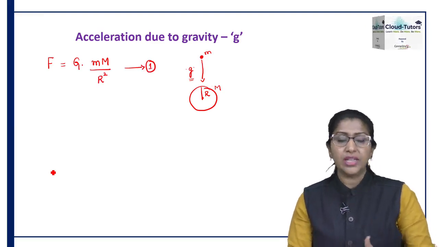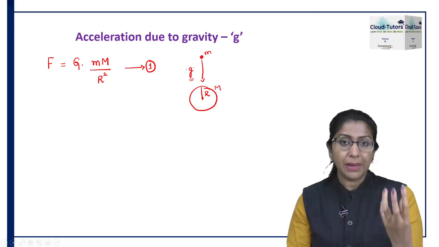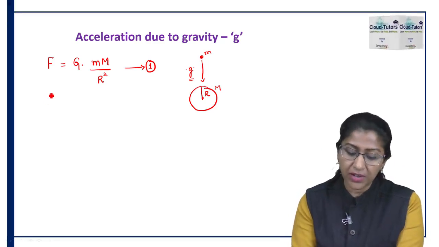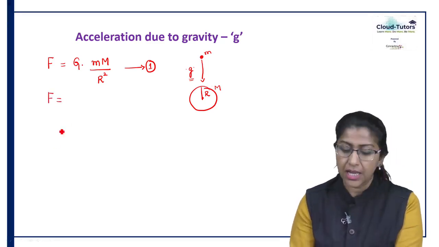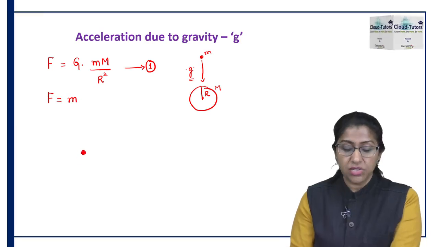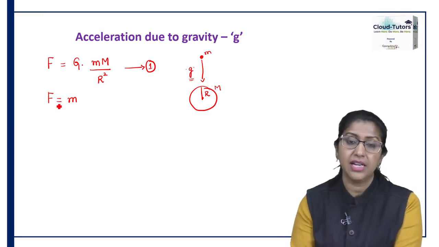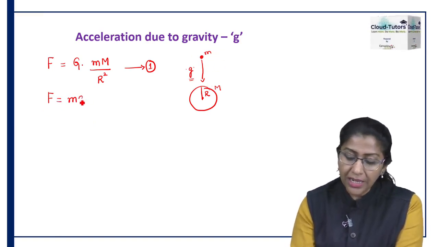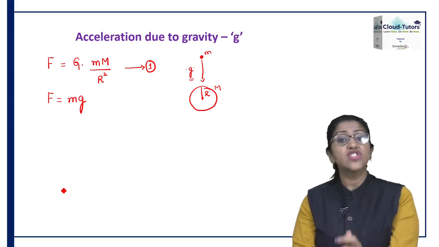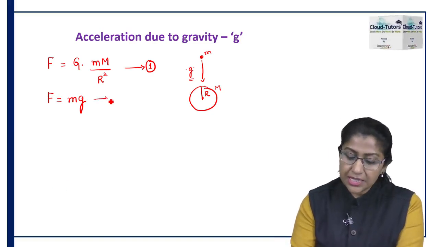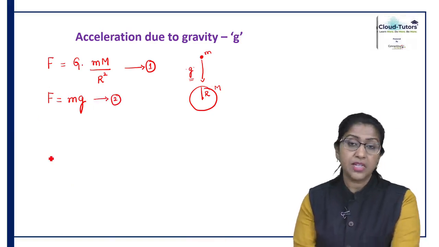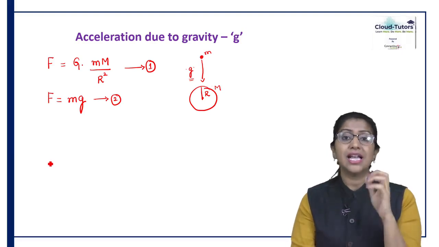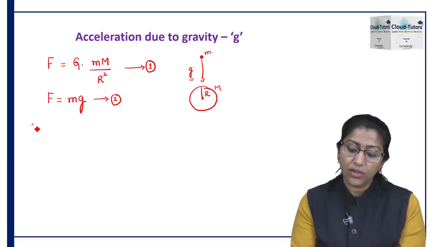Now, we also know that any object which is acted upon by a force, according to general equation of force or according to second law of motion, we can write the same force as mass of that object times acceleration. Basically we are writing the equation for the force acting on object of mass m, and acceleration produced in it is g in this case, correct? So this is equation 2. Now, if you think about it carefully, these two equations are representing exactly the same force. So why don't we equate it?